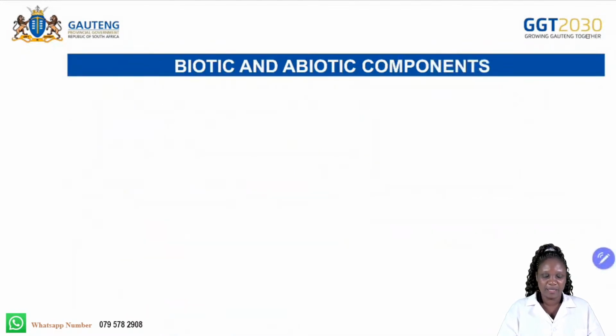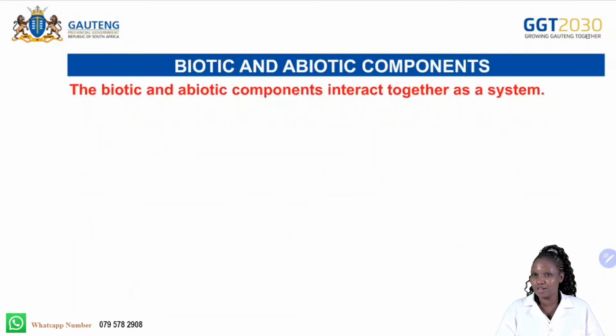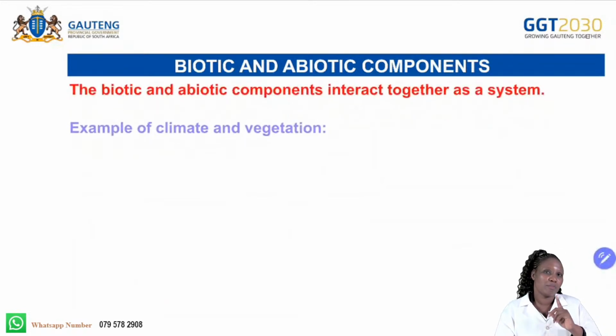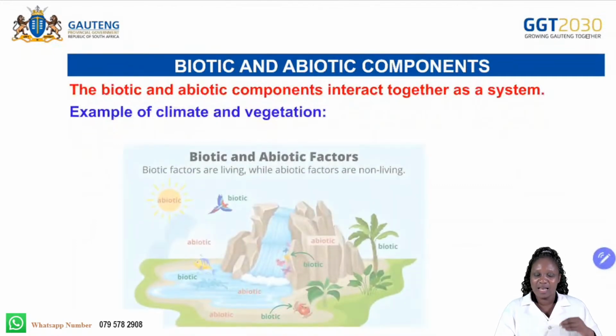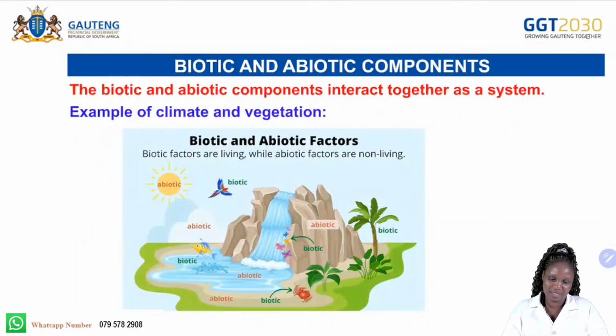All right. And then biotic and abiotic components. Remember what we said about biotic. These are living organisms. And then abiotic, they are non-living things. The biotic and abiotic components interact with each other, they interact as a system. Why are we saying they interact as a system? It is because the abiotic will influence which species can survive in that environment.